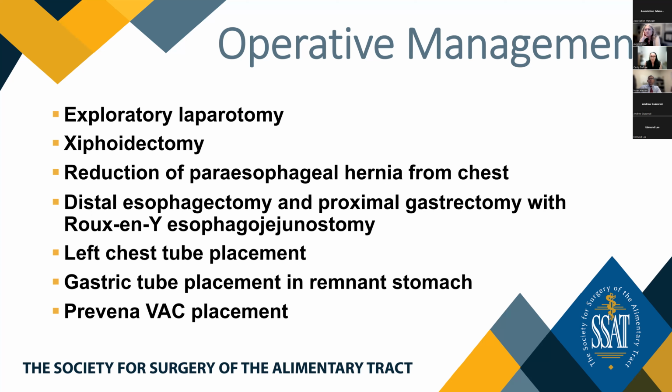And so we ended up having to do a distal esophagectomy and proximal gastrectomy with a Roux-en-Y esophagojejunostomy. We did place a left chest tube intraoperatively for drainage of that effusion. And then we placed a gastric tube in the remnant stomach. Once we closed her, we placed a Prevena incisional wound vac.